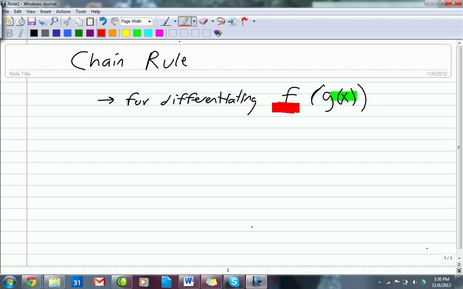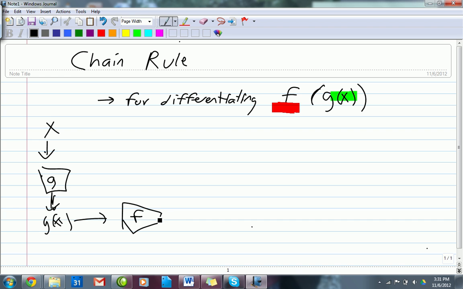So let's first talk about what that means, because it might have been a while. What this means is x first goes through g, right? So if that's a little function box, that's g, and then it comes out as g of x. So there's your inner function. Now, what happens is that g of x, in totality, goes into our outer function, f. So then f acts upon g of x, and out comes f of g of x. So that's really what it means to compose two functions together. I'll give you some examples.